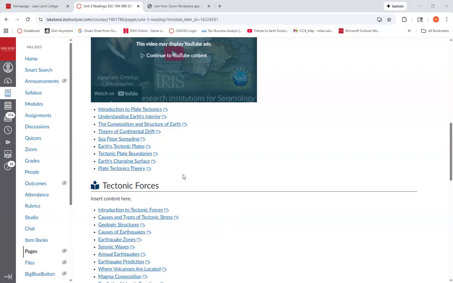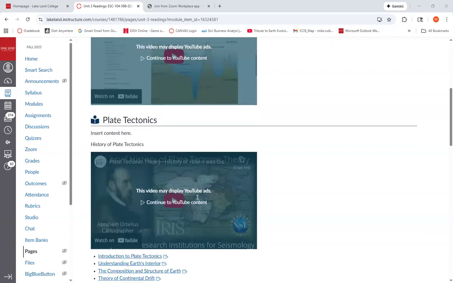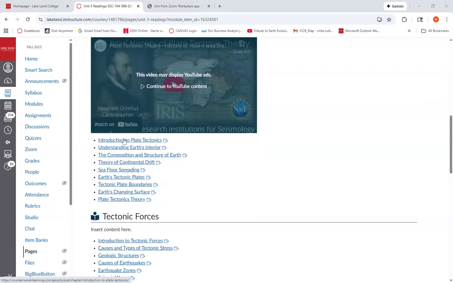Good morning. I wanted to briefly go over with you the second group of readings over plate tectonics that are associated with Module 3. And I'm going to tackle these topics right in here.